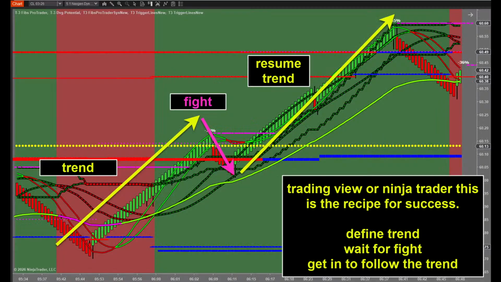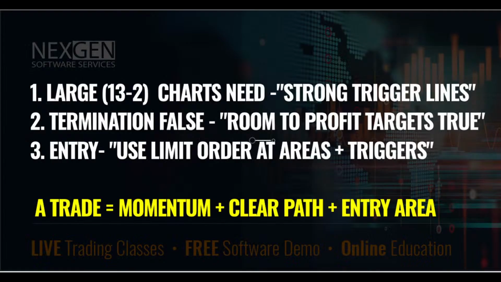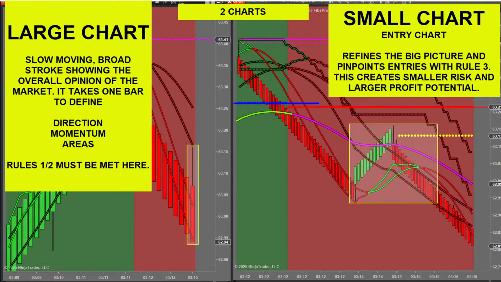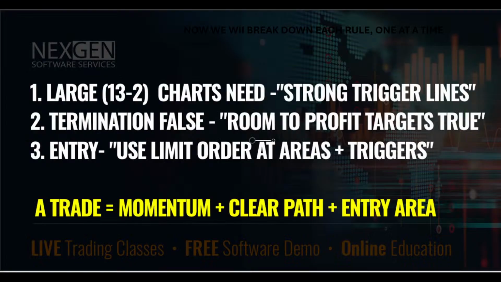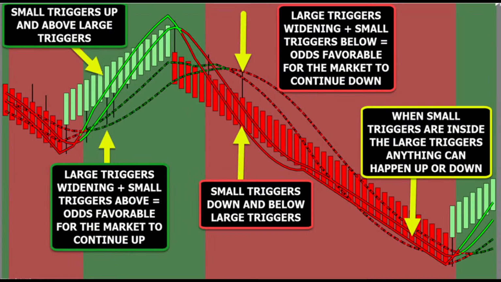The whole methodology, the whole idea, you've had it 10 years. Establish a trend, define a fight, exactly where the fight's about to be lost, resume the trend. Guys, this is a pattern that is predictable. This is a pattern that is testable. This is a pattern with only 3 rules on only 2 charts using areas and triggers. 3 rules, guys. The first one is strong triggers. Separation between the small and large. All the colors match. That's it. That's the whole rule. This is the advantage of momentum.